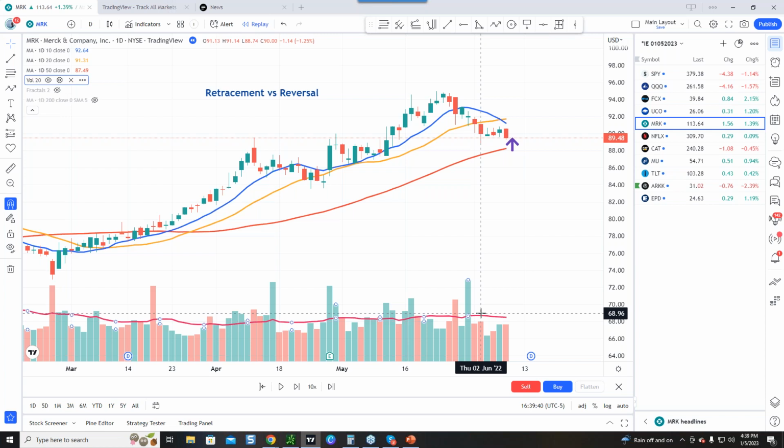So it is universal. Just because Netflix is at $300 and EPD is at $24.63, you're not getting a weighted dollar value volume for the day. It's the number of shares traded. So what happened on this day, this big bar? Well, the number of shares is what is in green.